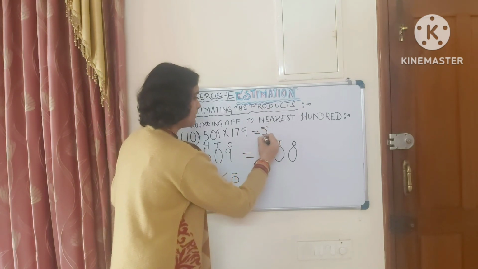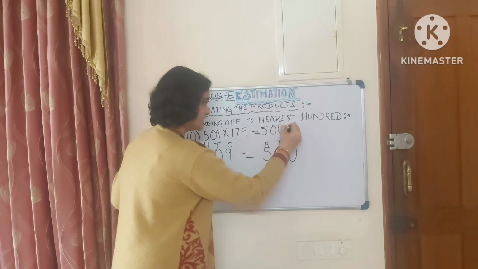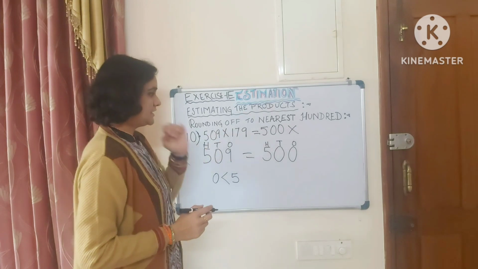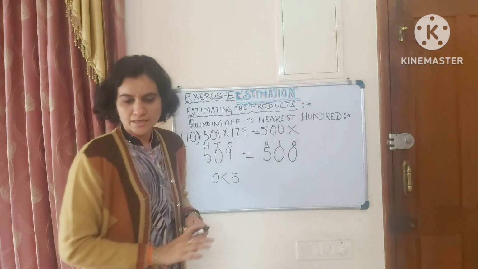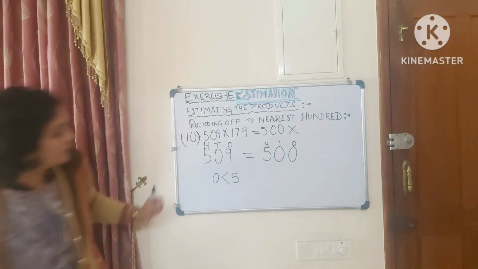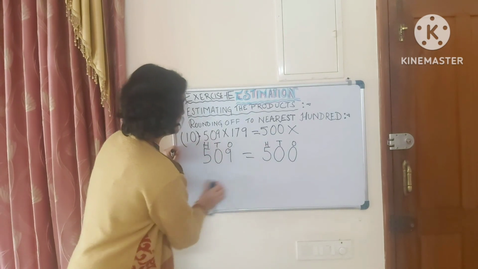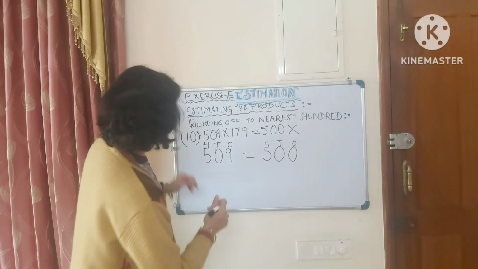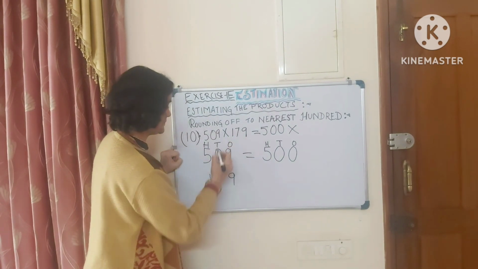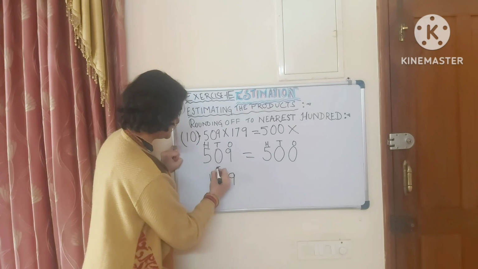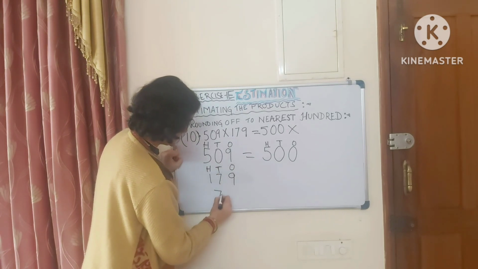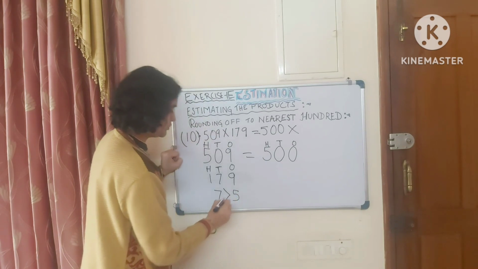So the final rounded-off number became 500. Now I'll put the multiplication symbol and go to 179. In case of 179, first I'll write down the number. I have got 7 in the tens place, right? 7 is greater than 5 here, so the greater than 5 rule applies.